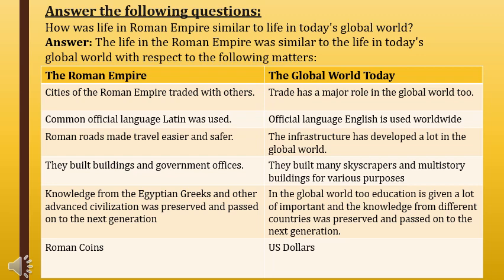They used Roman coins. The global world today: trade has a major role in the global world too. The official language, English, is used worldwide. The infrastructure has developed a lot in the global world. They built many skyscrapers and multi-story buildings for various purposes. In the global world too, education is given a lot of importance and the knowledge from different countries is preserved and passed on to the next generation. The currency used is US dollars.